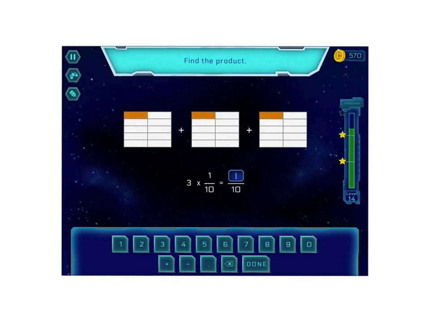Another picture, they have 1/10 as your fraction, so 1 out of 10 colored in, and they did it 3 times. There's 1 time, 2 times, 3 times. Again, think of it as repeated addition. 1/10 once, 1/10 twice, 1/10 3 times will give you 3/10.